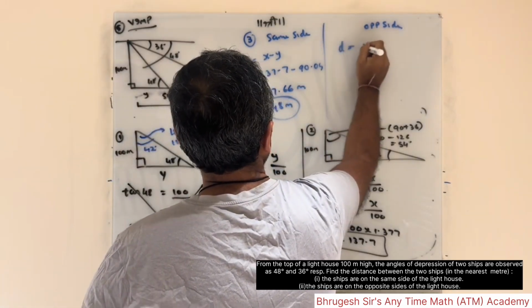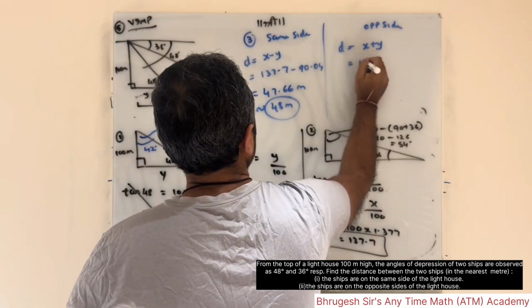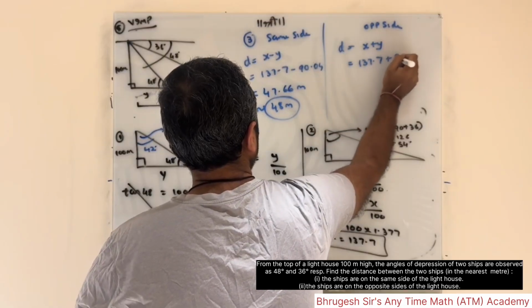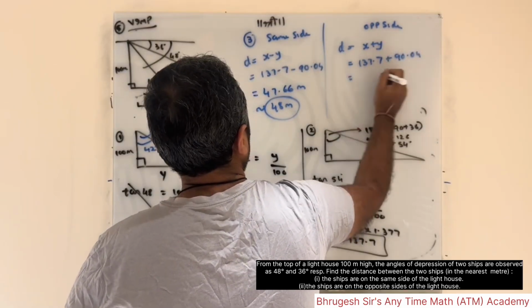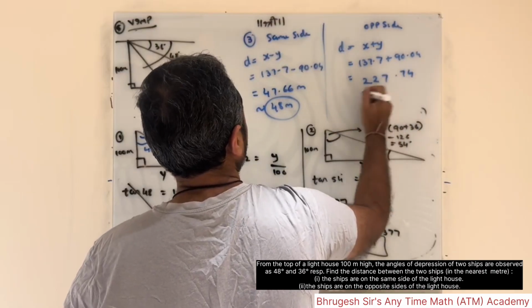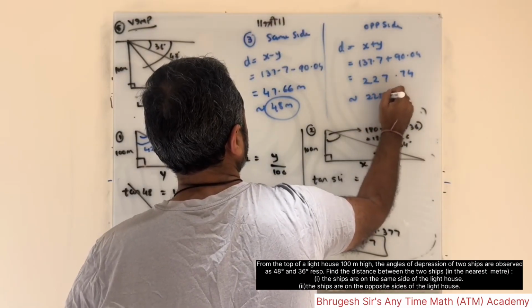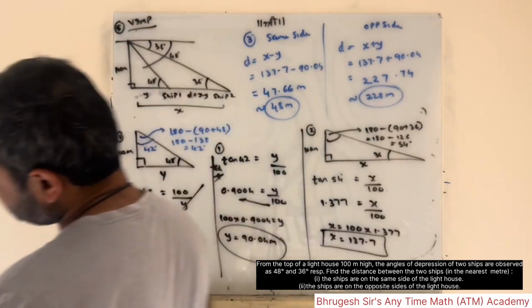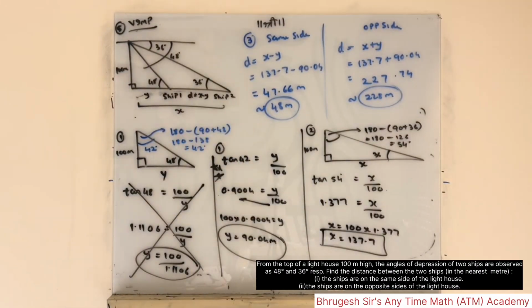And when they lie on the opposite side, we know we need to add. So 137.7 plus 90.04, 227.74, so approximately 228 meters. So when they lie on the same side, subtract. When they lie on the opposite side, add. But the calculation समझा कैसे करते हैं बेटा? Very very very important. Don't forget this.